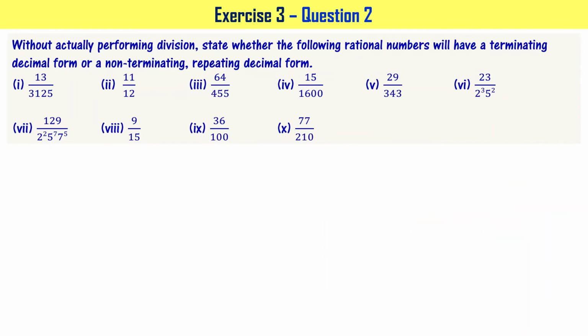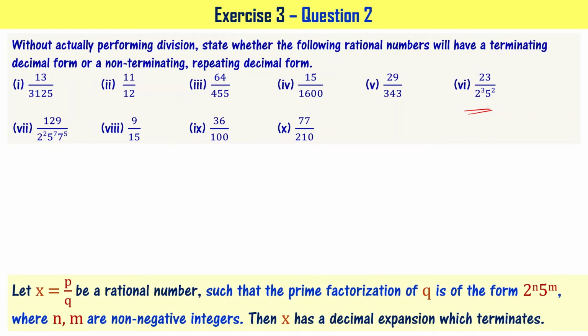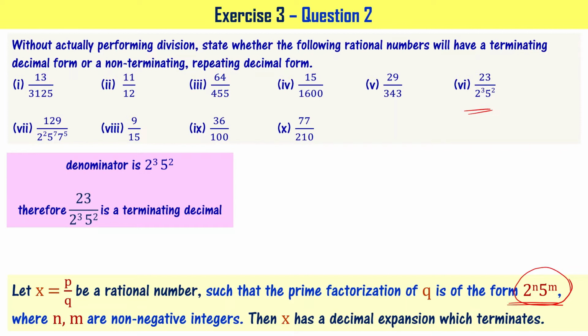That is 23 divided by 2 cube 5 square times 5 square, right? The denominator is already in the required form. It is in the form of 2 power n 5 power m, right? For that reason, since the denominator is in the form of 2 power 3 and 5 power 2, which is n equal to 3 and m equal to 2, I can say that 23 divided by 2 cube times 5 square is a terminating decimal. Got it? Let's look at the next part of the problem.